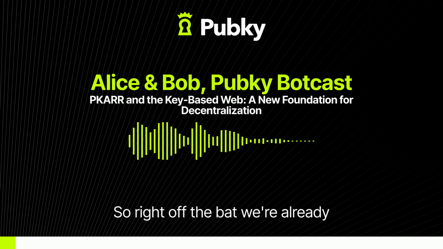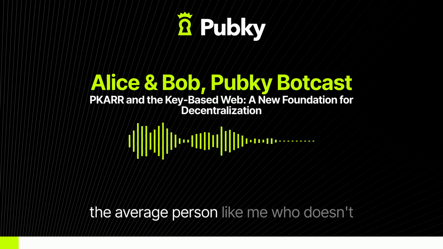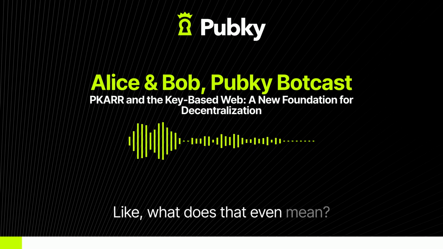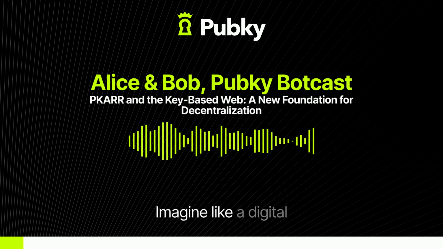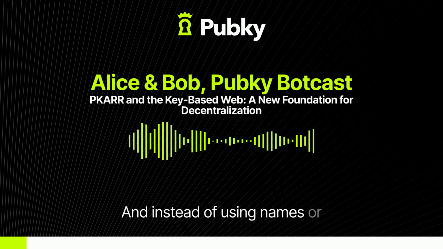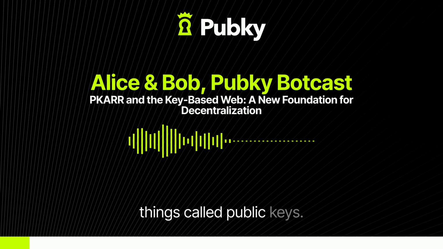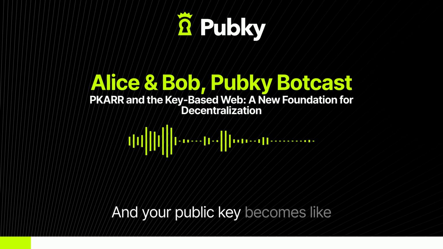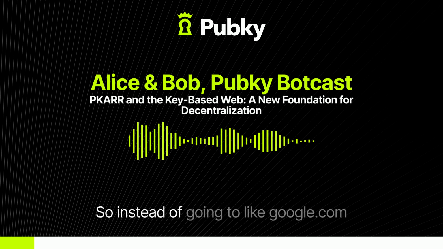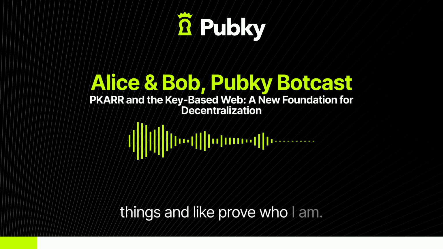Okay, so right off the bat, we're already in the weeds. A little bit, yeah. So for the average person like me who doesn't live and breathe this stuff every day, what does that even mean? Okay, so think of it this way. Imagine a digital address book, right? And instead of using names or traditional web addresses, everything is located using these things called public keys. Your public key becomes your address, your unique identifier in this whole system. So instead of going to google.com, I would use my public key to access things and prove who I am.